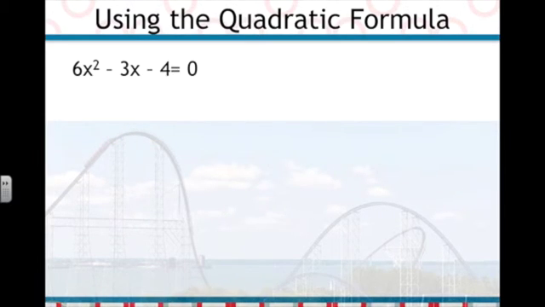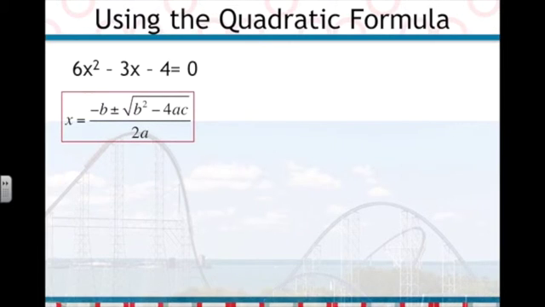Now let's try to solve the equation 6x squared minus 3x minus 4 equals 0. First, we write down the formula, then identify a, b, and c. A equals 6, the coefficient of x squared. B equals negative 3, the coefficient of x. And c equals negative 4 is the constant.